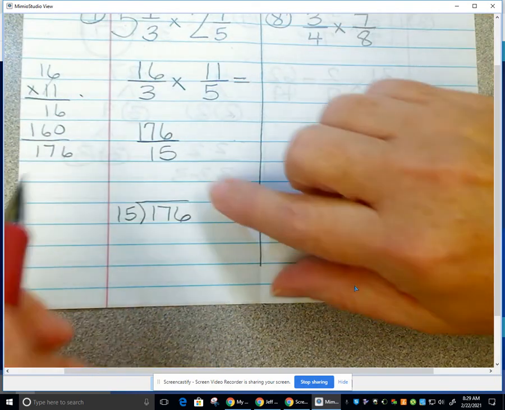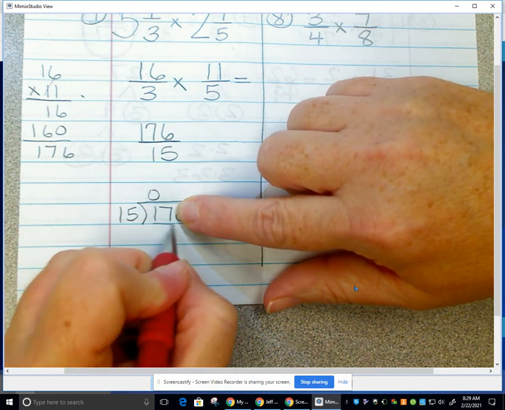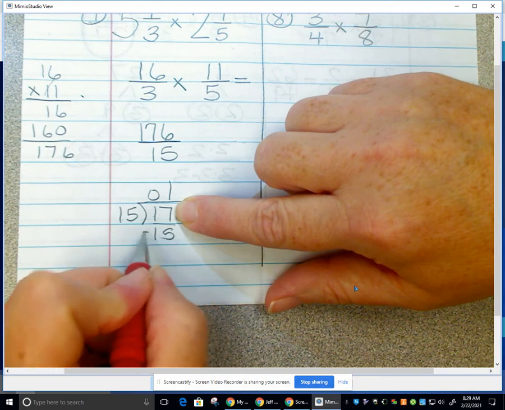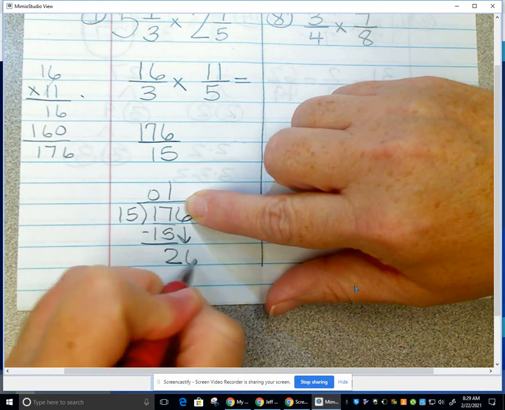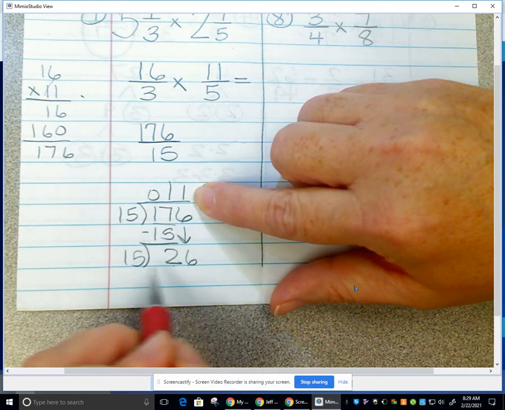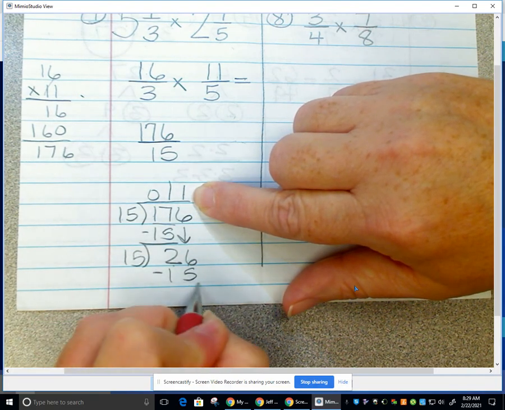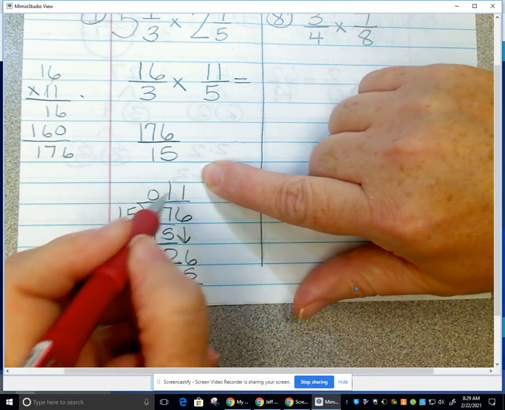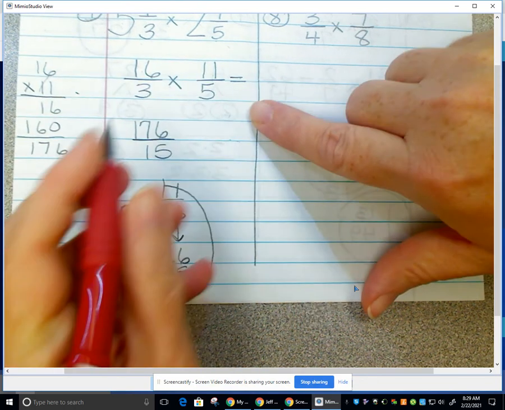Now, this will be pretty easy division. 15 won't go into 1, but it will go into 17 one time. 1 times 15 is 15. Subtract 2, bring down a 6. 15 into 26 will only go one time because 15 times 2 is 30. So 1 times 15 is 15. Subtract 11. Stop and rock around the clock. 11 and 11/15.